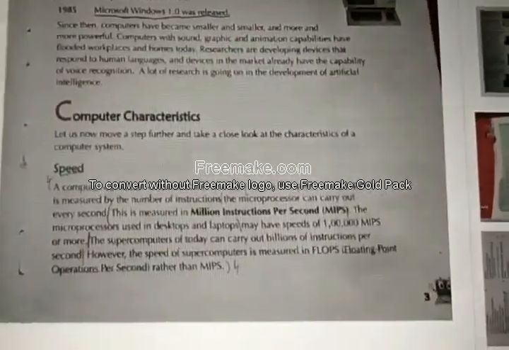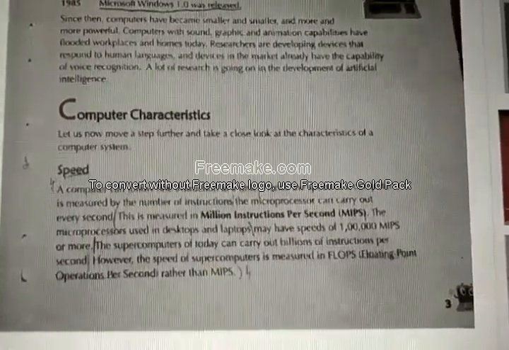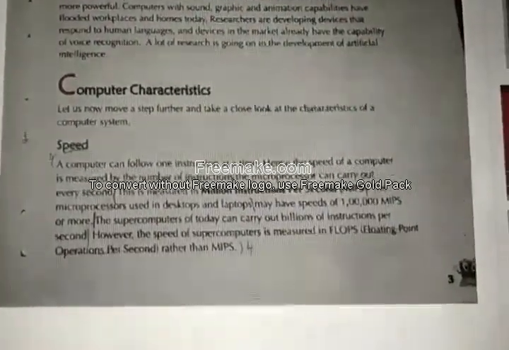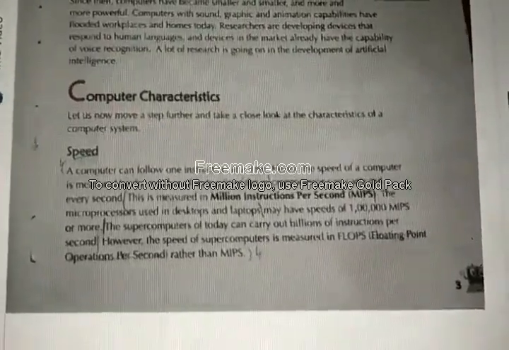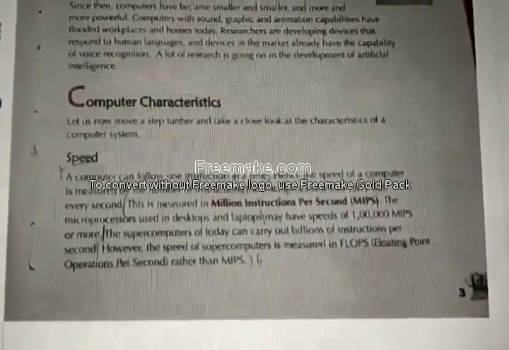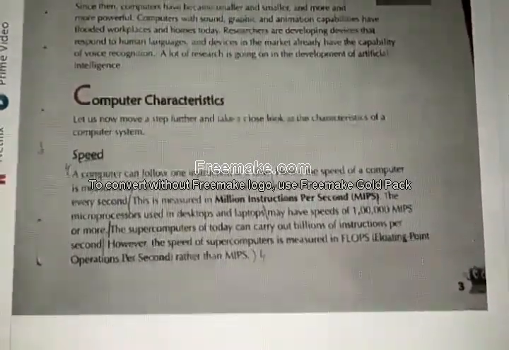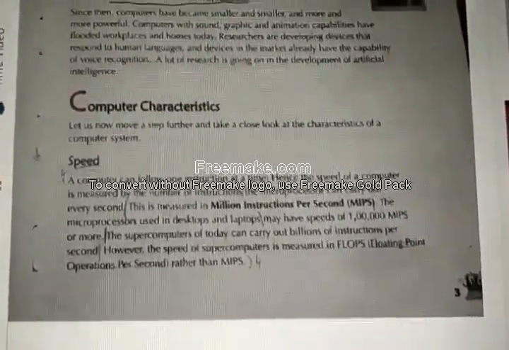Today we are going to deal with computer science: characteristics of a computer. What characteristics does a computer have? As humans, we have some characteristics. Like that, even computers have some characteristics. What are those? Speed. Speed is a characteristic of a computer.